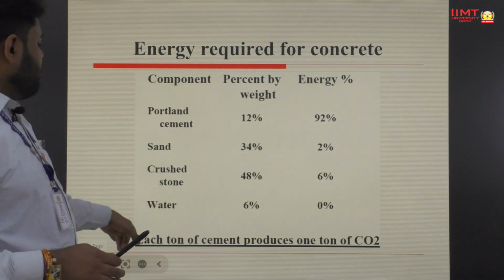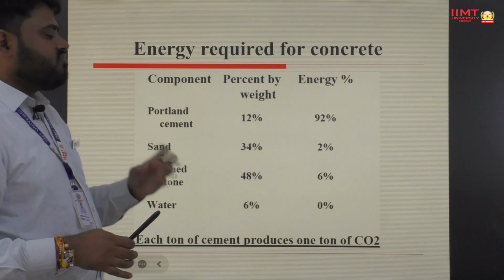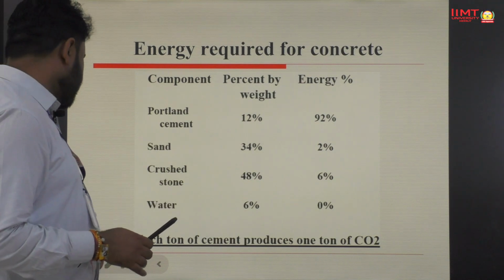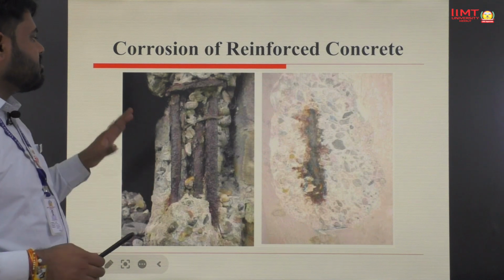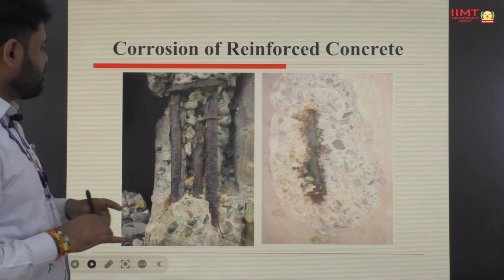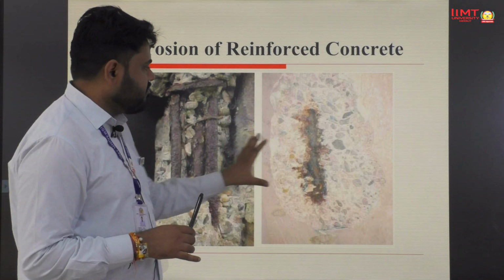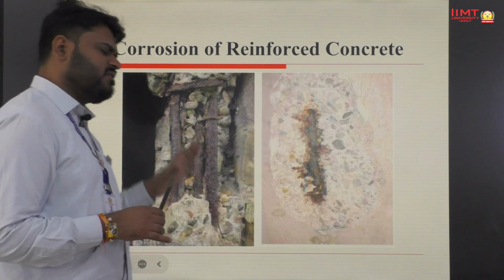Each ton of cement produces 1 ton of carbon dioxide. Look here. Corrosion of reinforced concrete. We are talking about the corrosion effect. Look at this diagram. This is a corrosion effect. This is very important.